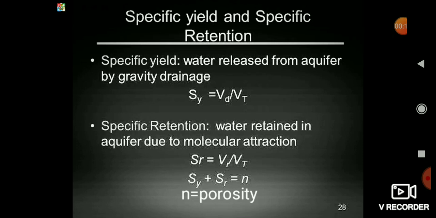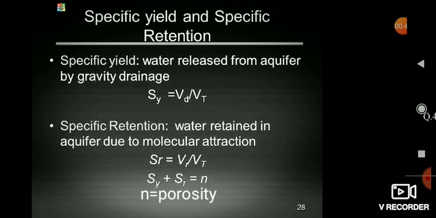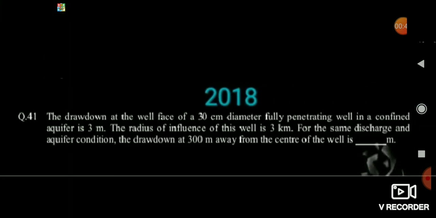Here N is the porosity. Friends, many times questions are asked upon this formula, that is, the porosity is given and the specific retention is given and it is asking about the specific yield. So you can easily put all the values and get the answer. Friends, remember that the sum of specific yield and specific retention is equal to the porosity of that catchment area. So you first start with the 2018 paper.